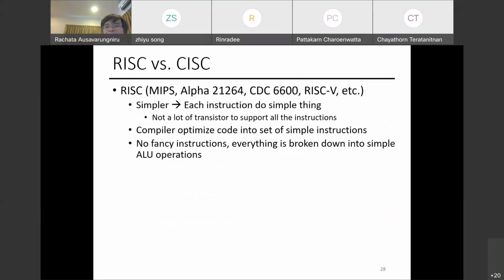RISC, some of... anyone here play PlayStation 1 and 2? I know it's old, sorry. All right, so PlayStation 2 uses MIPS.